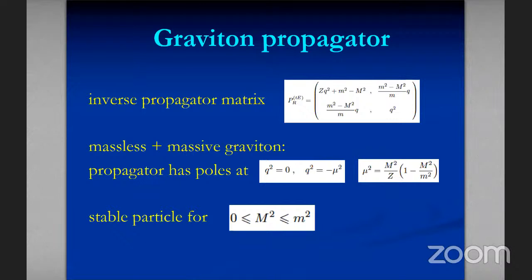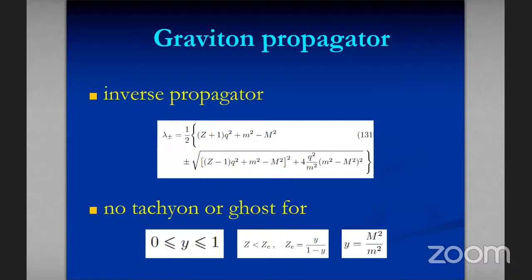And this additional pole is neither a tachyon nor a ghost for the right parameter range. For example, the big M squared has to be smaller than the small m squared. And there's one more condition on that. But the important message here is there's actually no problem of getting a massive graviton in addition to a massless one. You may remember many people say that this is a very big problem, a very complicated construction. Here you just have an additional massive graviton, which is neither a ghost nor a tachyon.